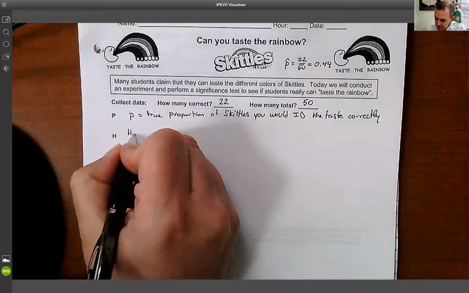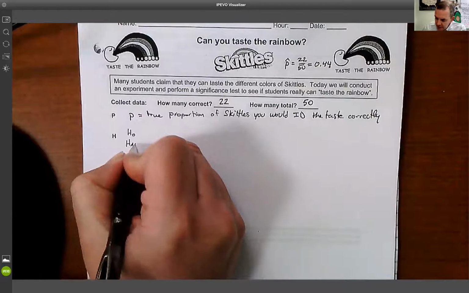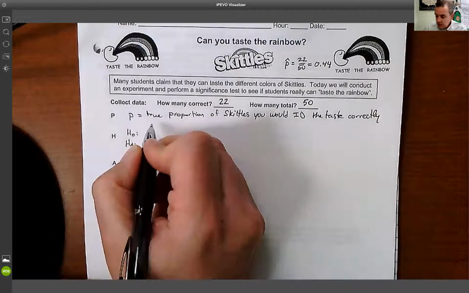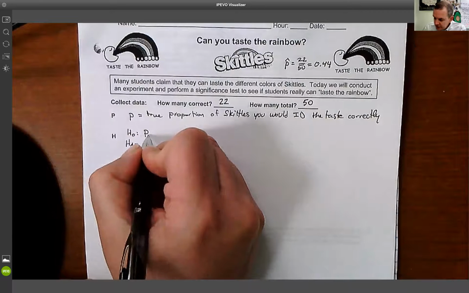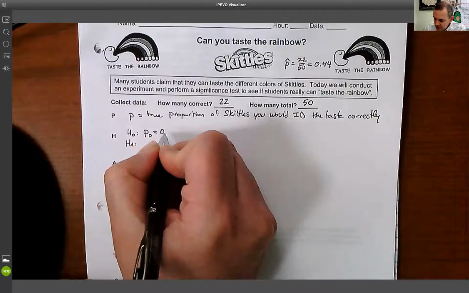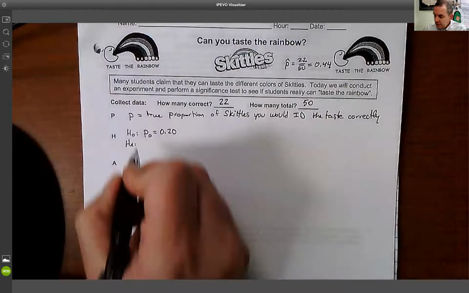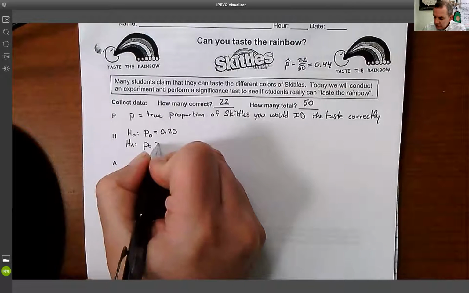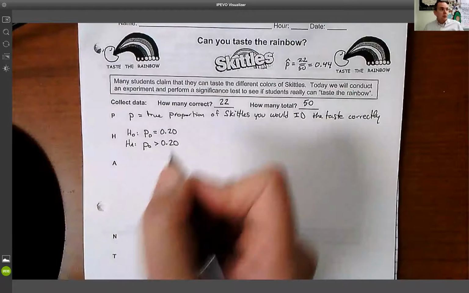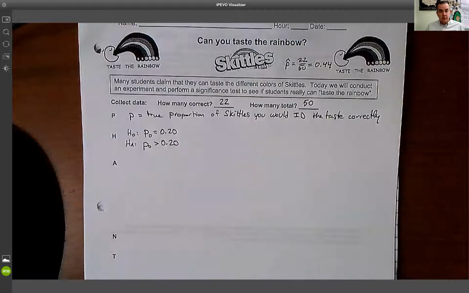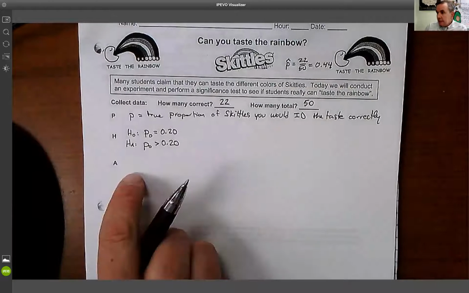Our H, we have two hypotheses. We have a null and we have an alternative. Now remember that the null is always an equal to. Since there are 5 flavors, we're going to say that p naught is equal to 0.20, or 1/5. The alternative, we're going to say, is greater than 0.20, because if you're successful more than 20% of the time, that means you're identifying the taste correctly.